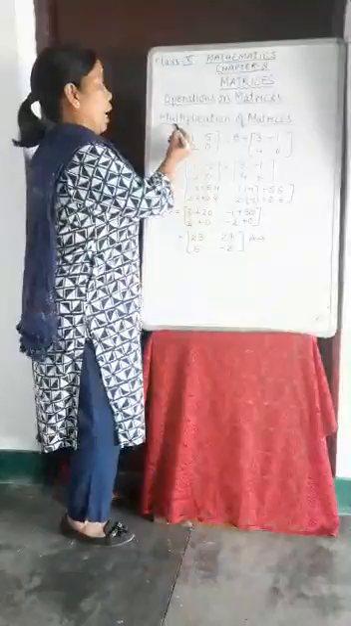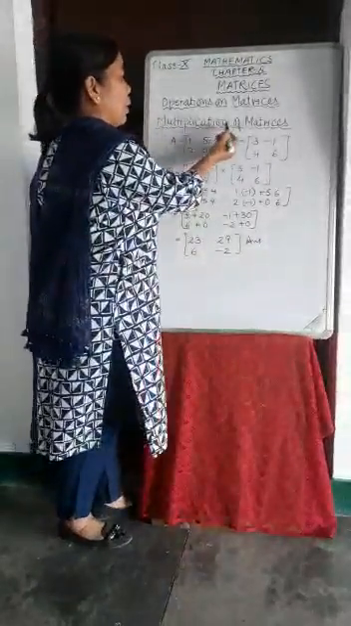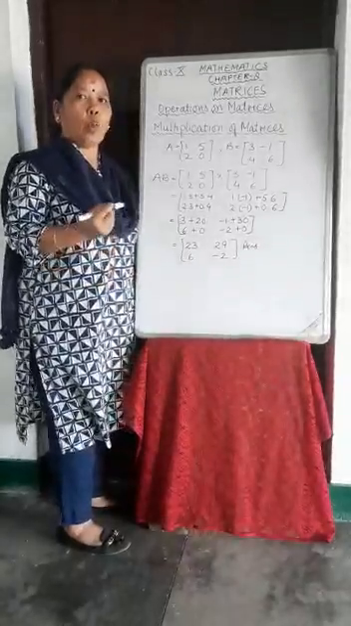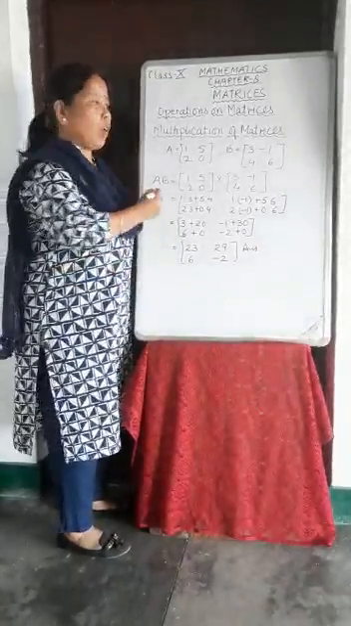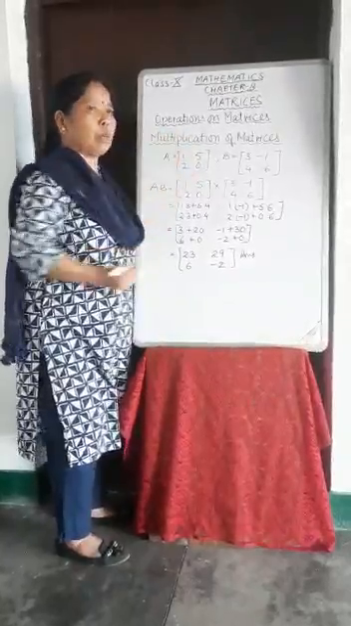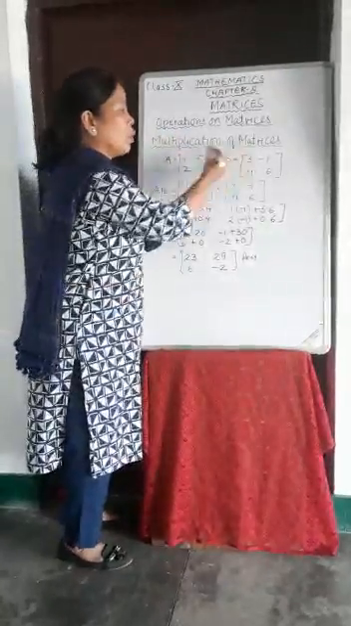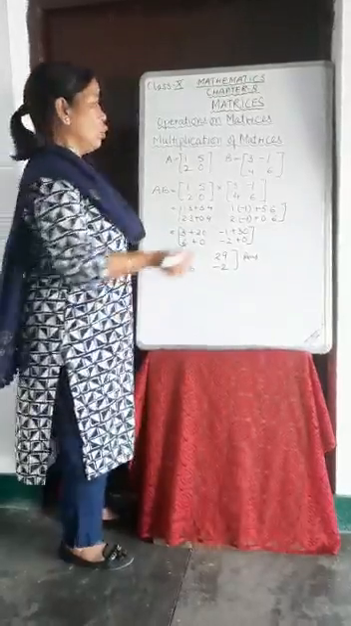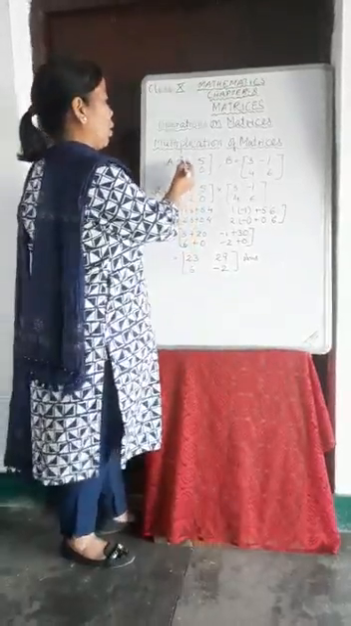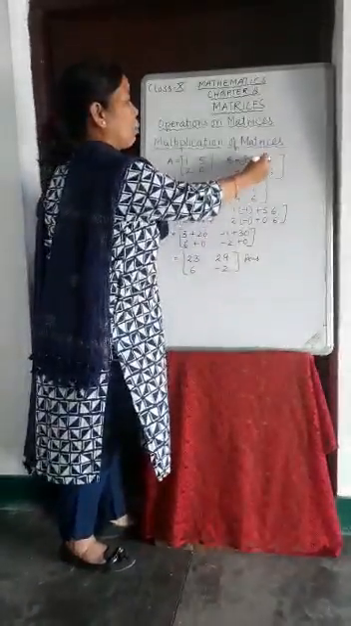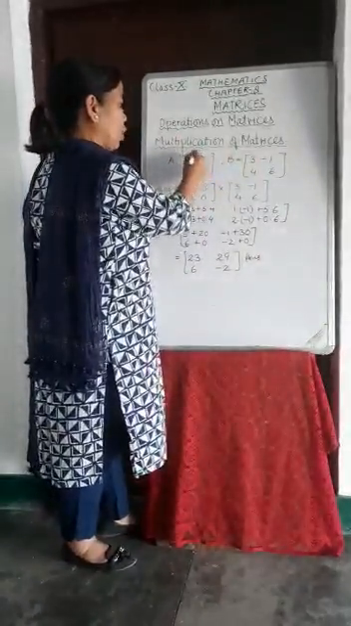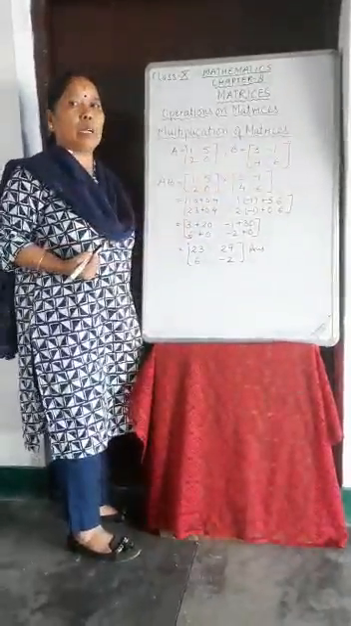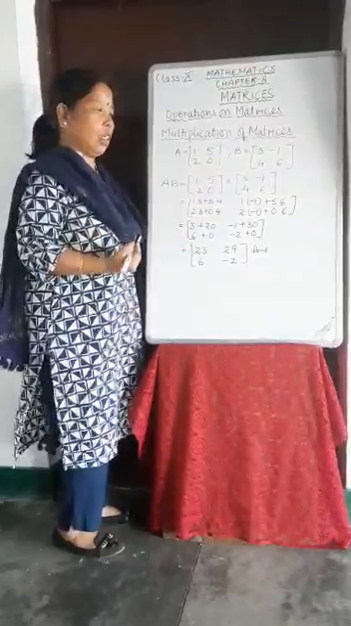Now the last operation of matrices is multiplication of matrices. Two matrices can be multiplied only when the number of columns in the first matrix is equal to the number of rows in the second one. Otherwise, the multiplication is not possible. So you have to see first that the number of columns in the first should be equal to the number of rows in the other matrix. Then only multiplication is possible.